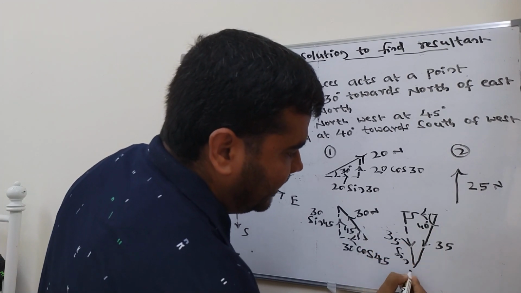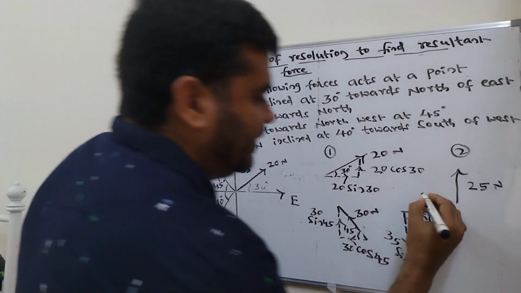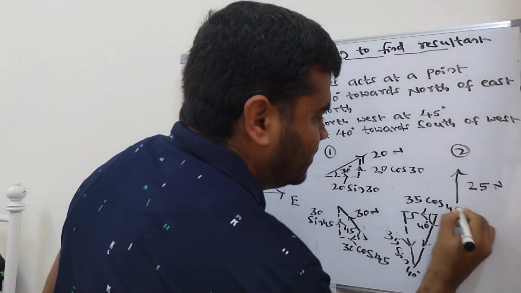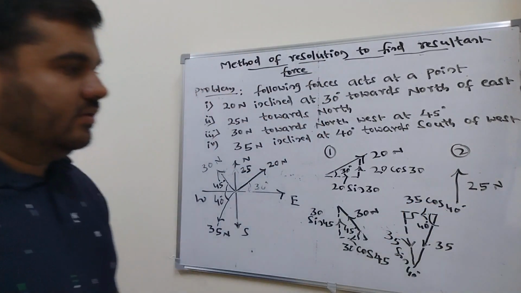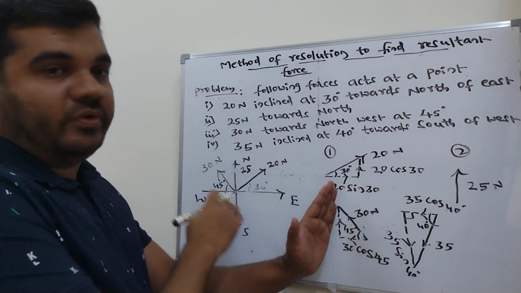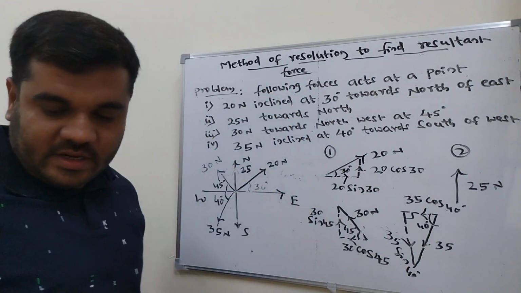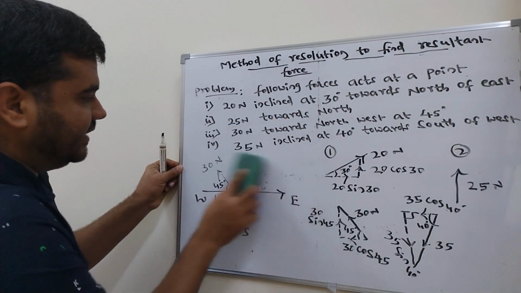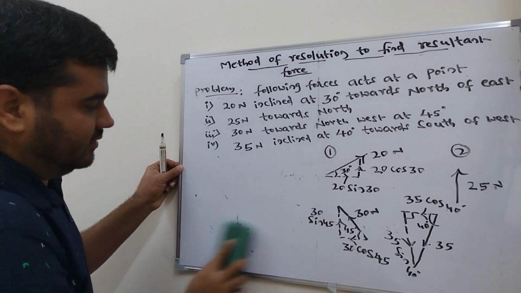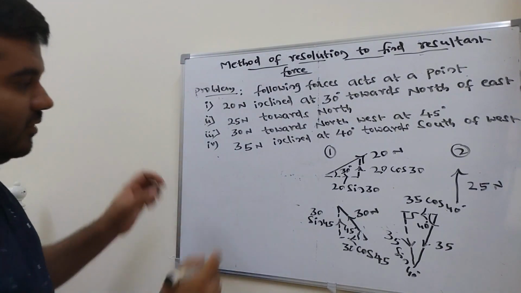sine 40 degree. Okay, this is one component. And the horizontal is 35 cos 40 degree. Okay, in this way you need to split all the components, horizontal and vertical, different components. Now we will find out the resultant by looking at the diagrams here. We need to find out the resultant. What is the formula for resultant?